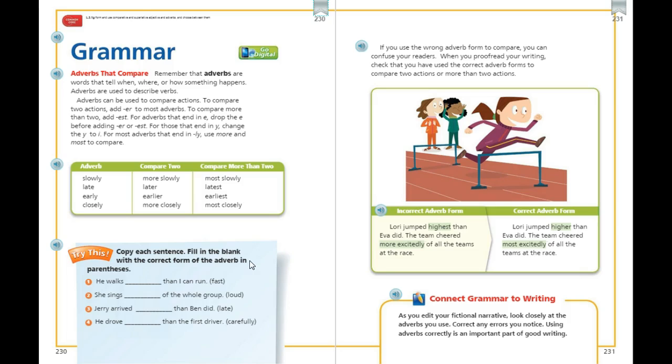If you use the wrong adverb form to compare, you can confuse your readers. When you proofread your writing, check that you have used the correct adverb forms to compare two actions or more than two actions.